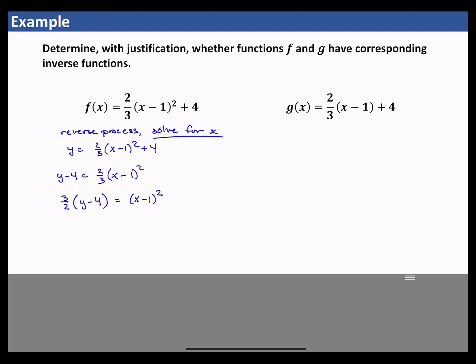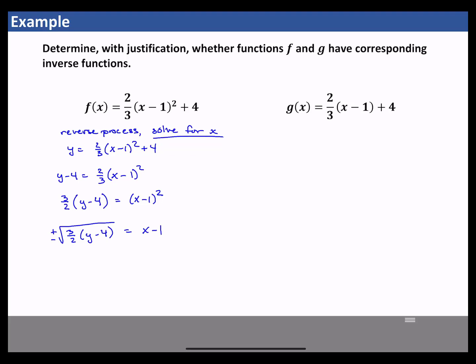Remember that squaring a positive or a negative number always results in a positive number. So when we take the square root of both sides, the result could be a positive or a negative square root of 3/2 times the quantity (y minus 4), and that will equal x minus 1. Lastly, add 1 to both sides, and we get 1 plus the square root of 3/2 (y minus 4), or we get 1 minus the square root of 3/2 times (y minus 4).